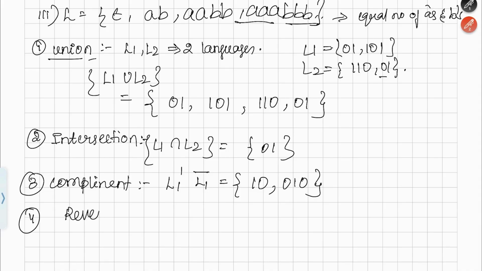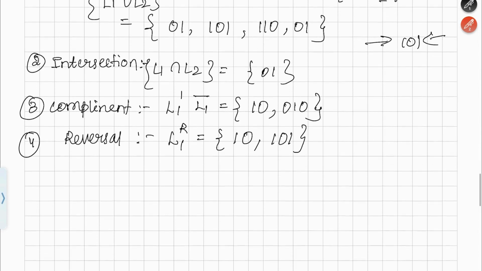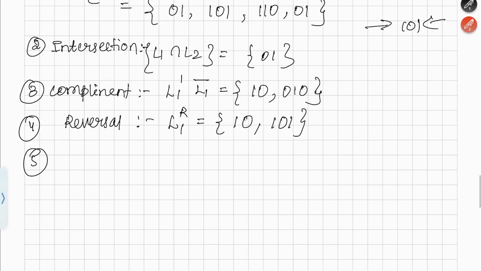Then I have reversal. Reversal, as we have discussed, is reversal of strings, and above we'll write the power r here. So L1 reversal, we have 1 0, and here we have 1 0 1 again. If you reverse 1 0 1 from this way or this way, it is the same, right?